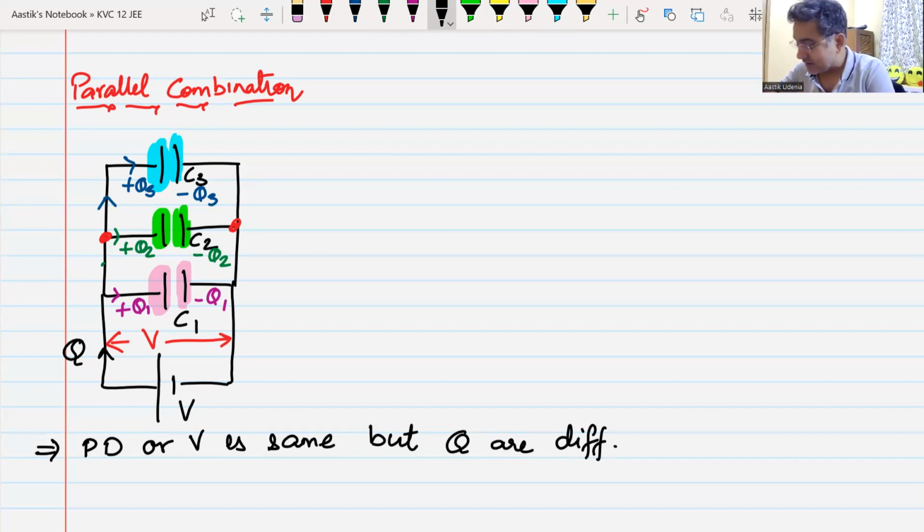Now, you can easily understand that the total charge Q that has flown through the battery will be equal to Q1 plus Q2 plus Q3. Do we understand this? Yes or no?